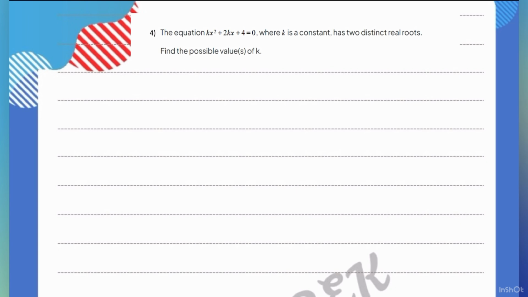Let's talk about number 4. The equation kx squared plus 2kx plus 4 equals 0, where k is a constant, has two distinct real roots. Find the possible values of k. So the same idea: what is the meaning of two distinct real roots? That means we need to find the discriminant, b squared minus 4ac, which is supposed to be larger than 0. I'm asking about the values of k that make the discriminant larger than 0.